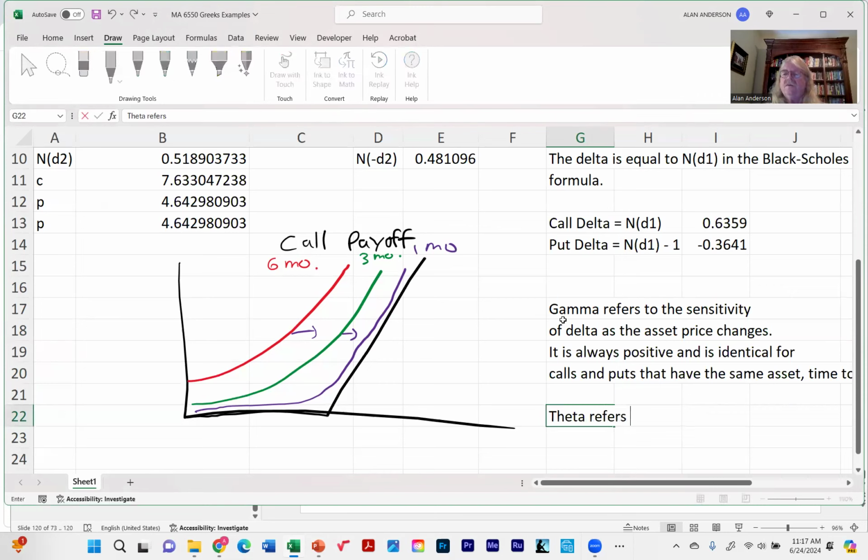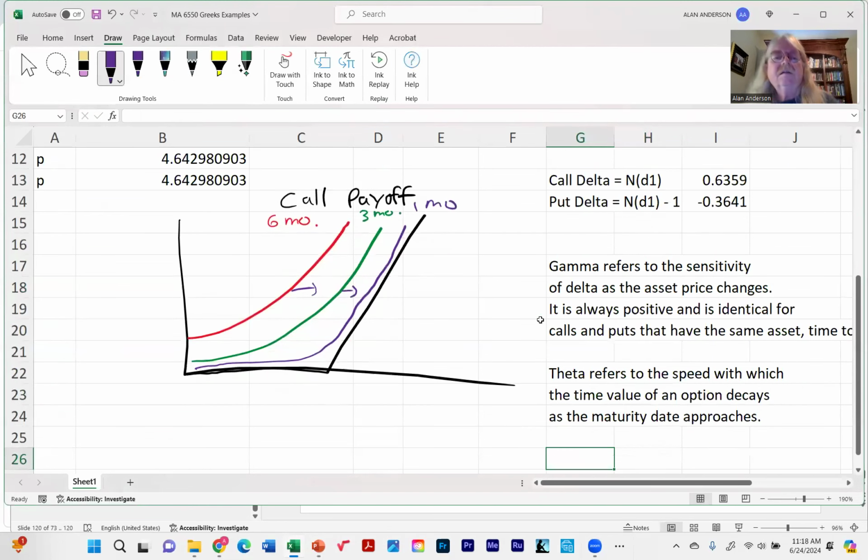Theta refers to the speed with which the time value of an option decays, as we call it, as the maturity date approaches. Okay, in other words, the closer these curves get to the black line, the less time value we have. And on the final day of trading, there's no time value at all.